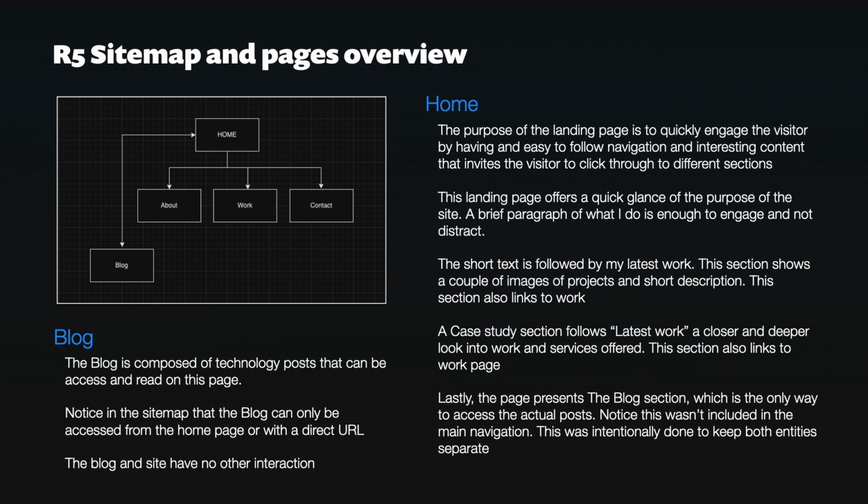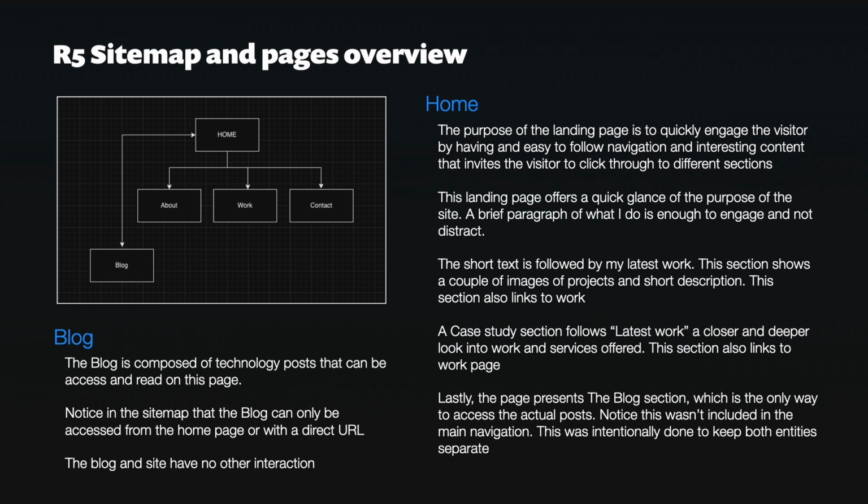As seen here in the sitemap, the blog and the portfolio site are somewhat separate. So the only link between these two is by the blog section in the homepage. On one side, we have the blog as its own entity, and then we have the actual portfolio with the home, about, work, and contact. And all these 4 pages can be navigated from and to each other.